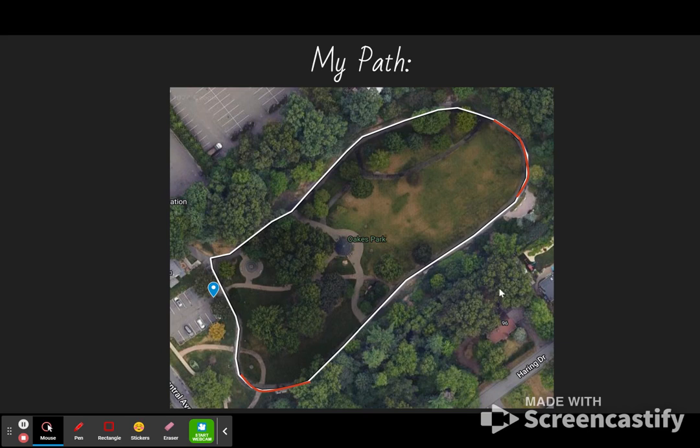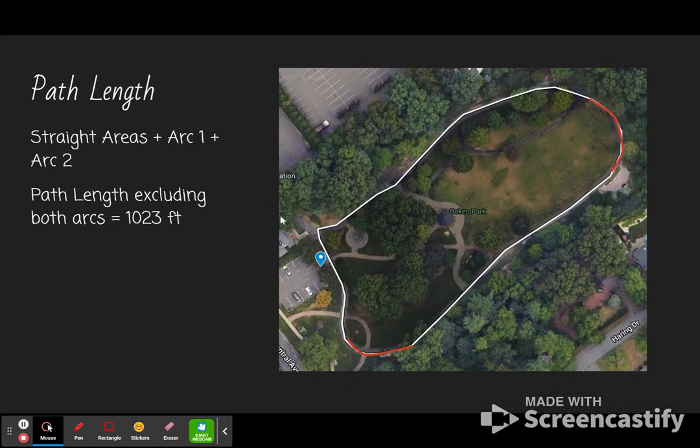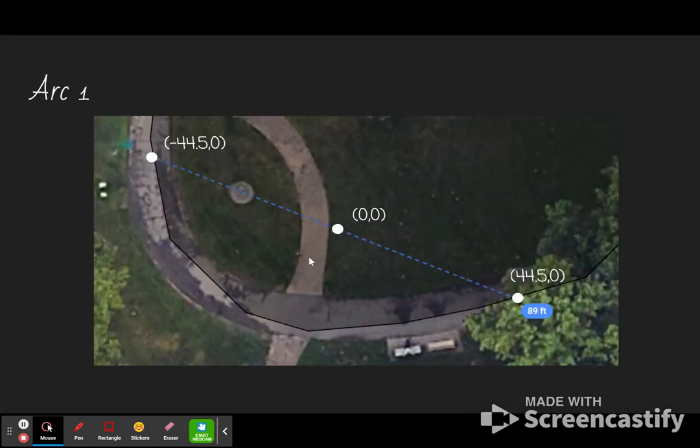So, moving on to the calculation of the path length. To calculate the path length, I took these straight areas and just measured them with their slight curves or slight turns. And then I found the two arc areas. Arc one is the one that's closer to a marker and it's at the lower half of the screen, and arc two is the one that's more to the right. Overall, the path length without both arcs is 1,023 feet.